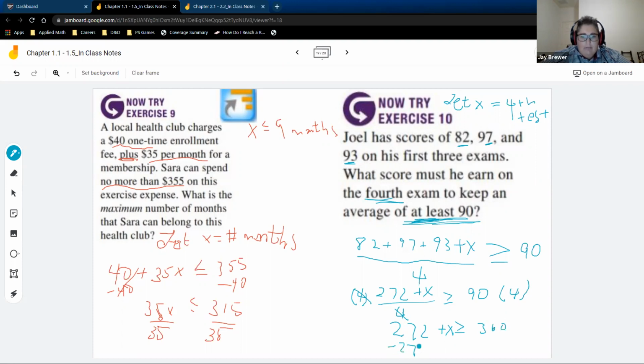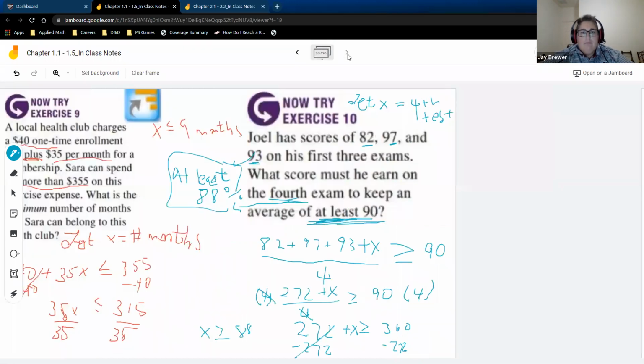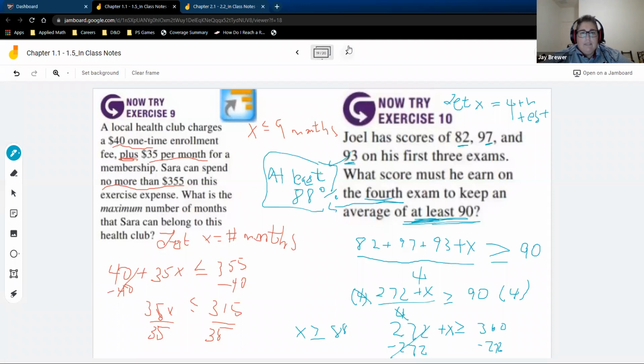We're going to subtract 272 on both sides. So then X is going to be greater than or equal to 88, which means that Joel has to have at least 88%. So I'm going to put it in the middle, at least 88%. And really, it would be on test 4. Okay. And again, you can pause this and write it all out.